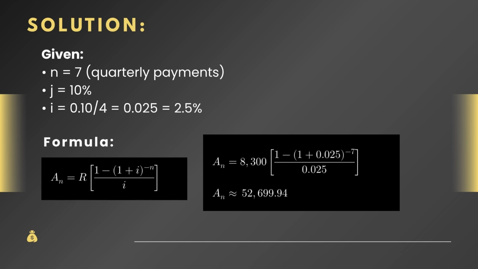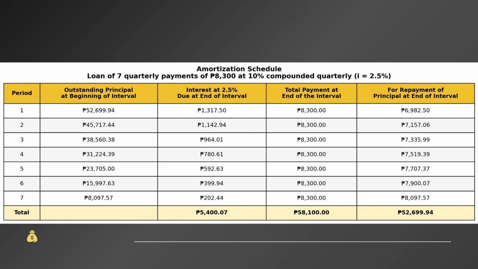For our given, n is 7 since these are quarterly payments. The nominal rate j is 10%, so the interest rate per period i is 0.10 divided by 4, or 2.5%. We'll use the present value formula for amortization. A sub n equals R times the expression of 1 minus quantity of 1 plus i raised to the negative n, all divided by i. Substituting our values, we get a loan value of approximately 52,699.94. Now, let's look at the amortization schedule.